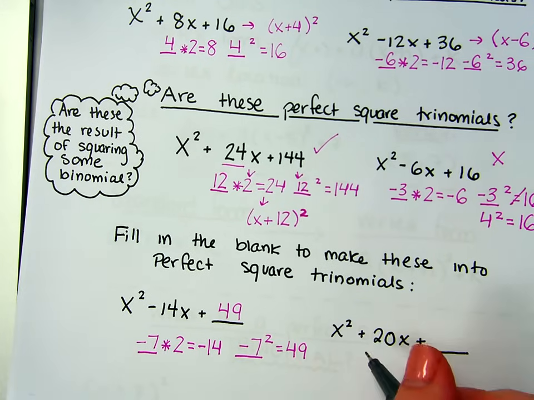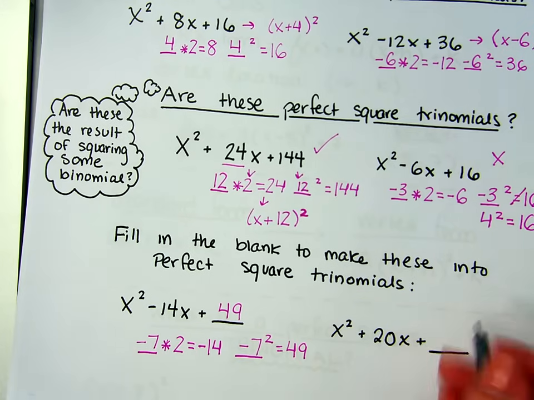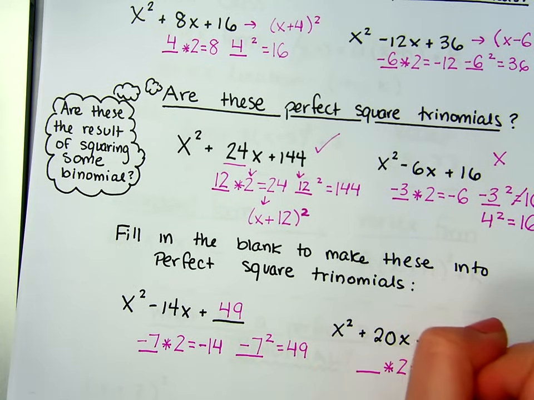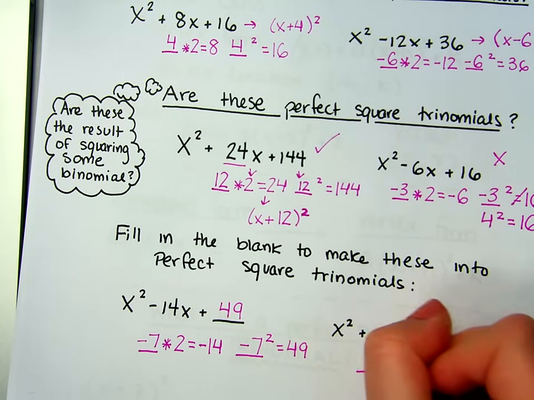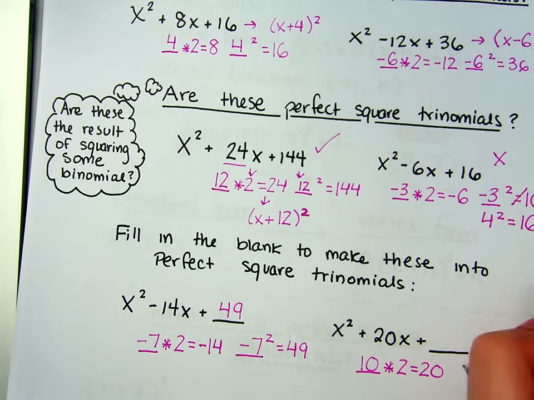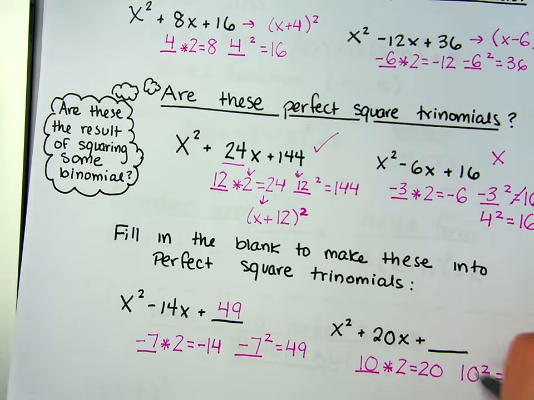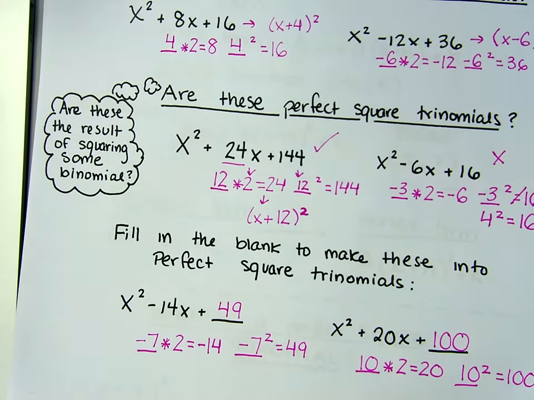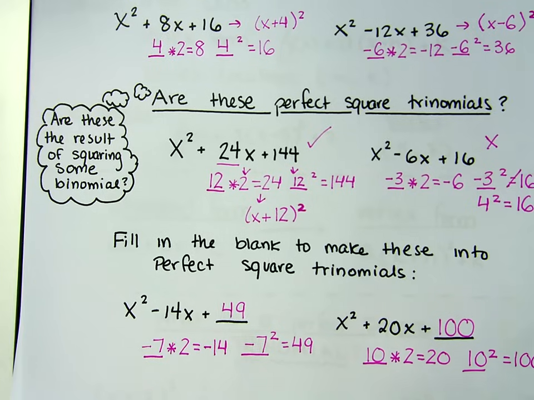If we had x squared plus 20x plus blank, figuring out what number times 2 equals 20, that number would be 10. And then if we take 10 and square it, we get 100. And that number is going to end up being our c value. So anytime you're trying to fill in your blank, you are figuring out what number times 2 equals your b value, and then you take that number to square and become your c value.